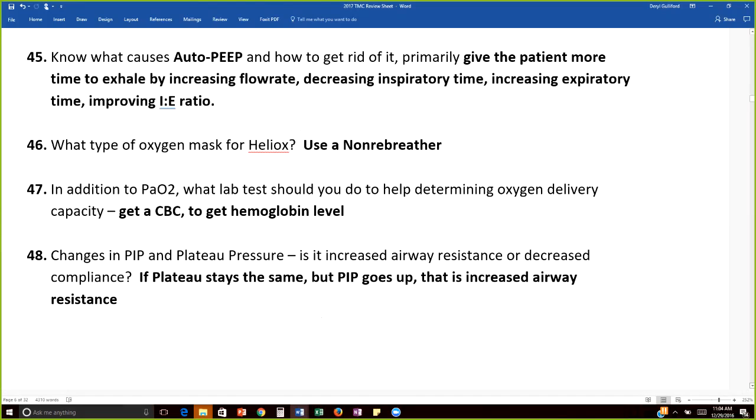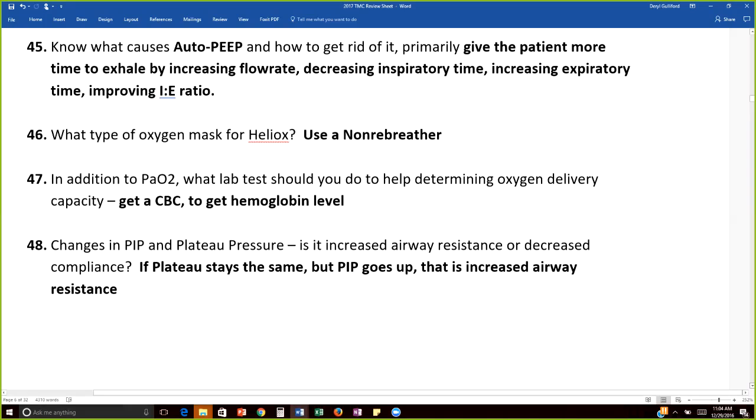Heliox, many students have asked about Heliox, and that's because you don't do it very often. You must use a non-rebreather mask for Heliox. We went over the ratios a little while ago, but for Heliox, be sure to use a non-rebreather mask.